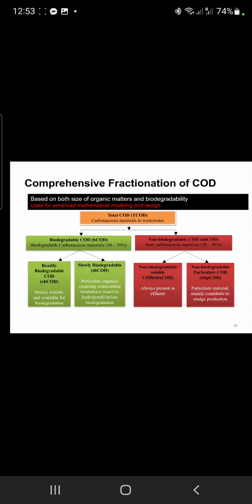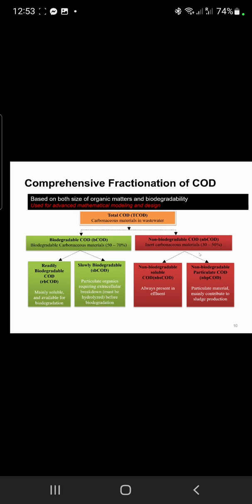So there's a little bit of fractionation. This is mainly for wastewater, so don't get tripped up. All I want you to understand is how the COD works. COD is the unit that all environmental engineers use to describe the total organic compounds present in the environmental matrix.